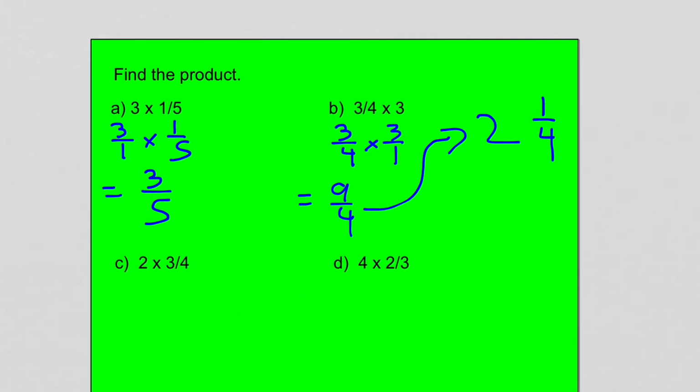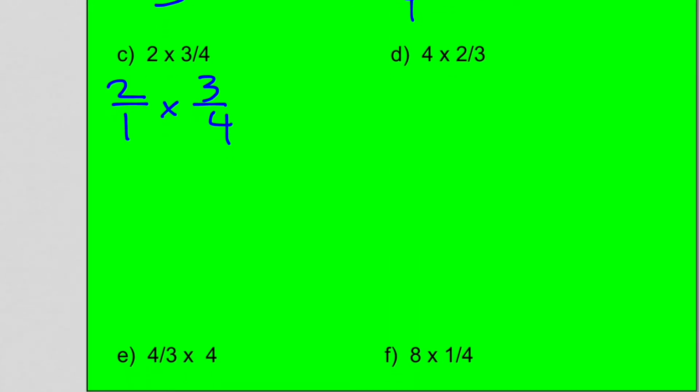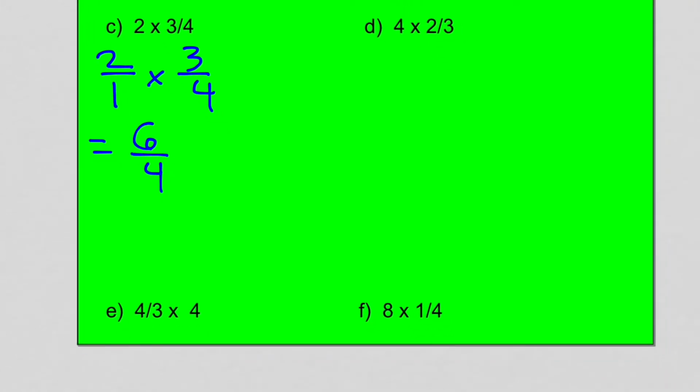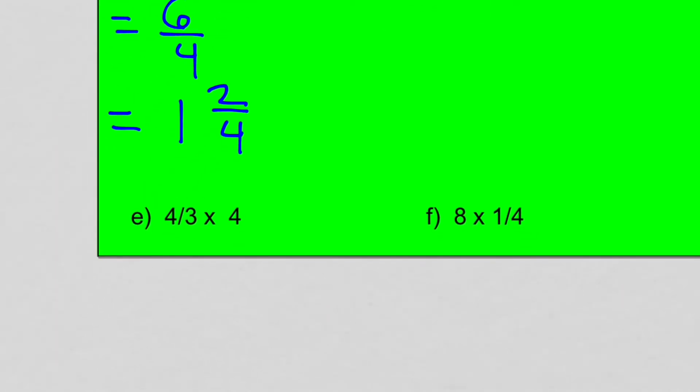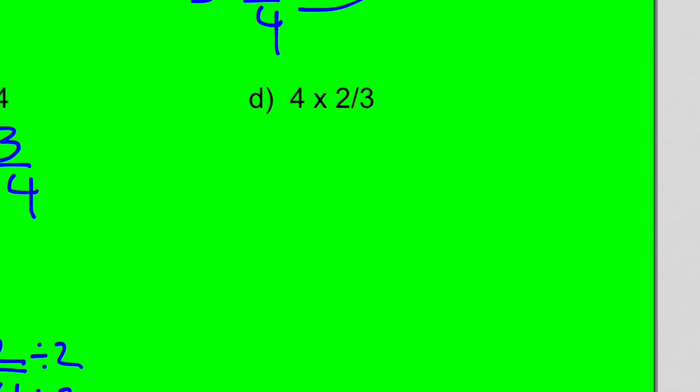Okay? And there's all kinds of variations on this. 2 times 3 over 4, I can think of it as 2 over 1 times 3 over 4. Multiply the top numbers, multiply the bottom numbers. That's equal to 6 over 4. 4 divides into 6 one time, remainder 2 out of 4. And 2 out of 4 is a half, right? So that's equal to 1 and a half, because I can divide the numerator and denominator by 2. Okay? So it's the same thing every time.